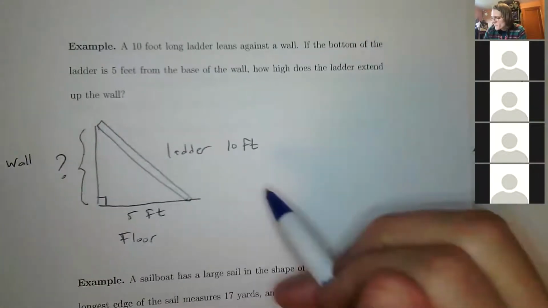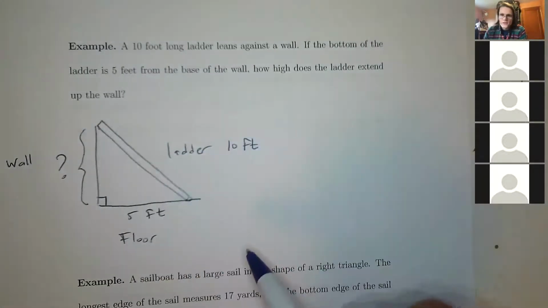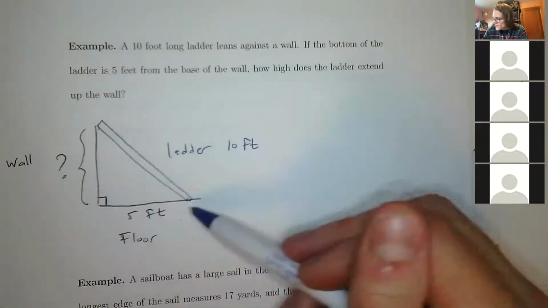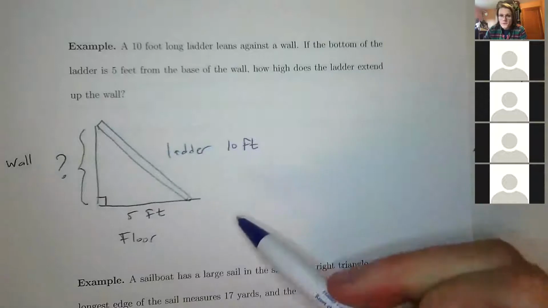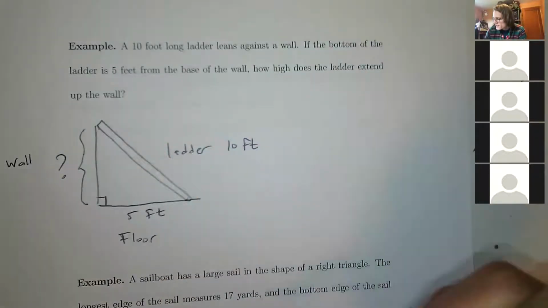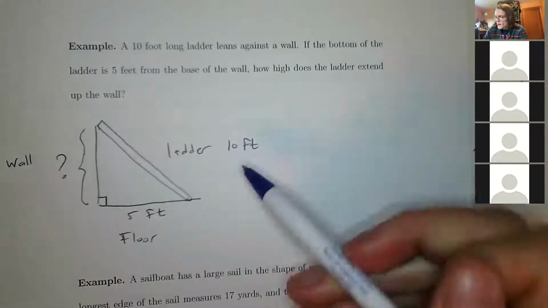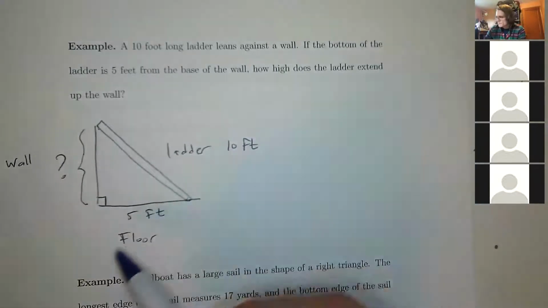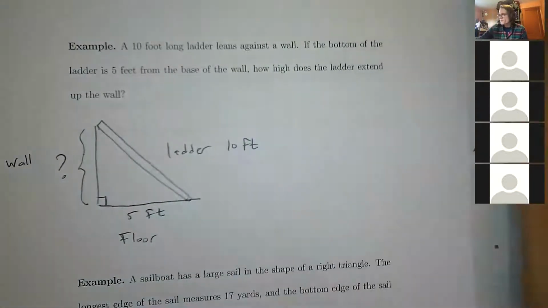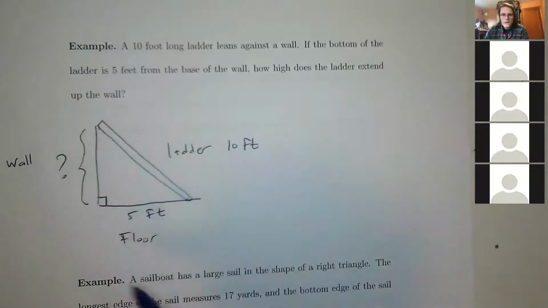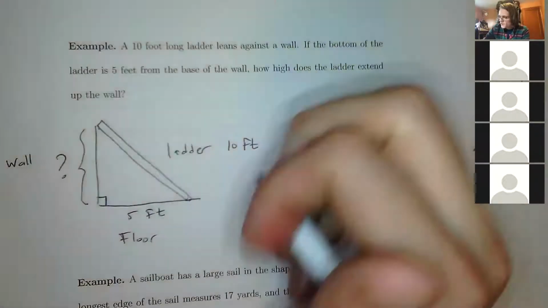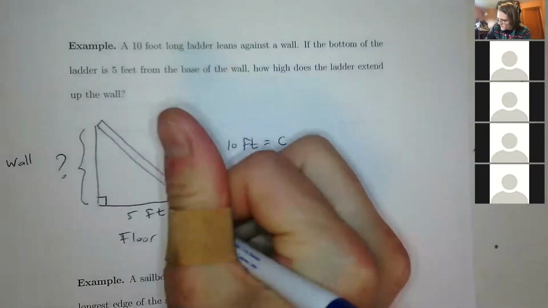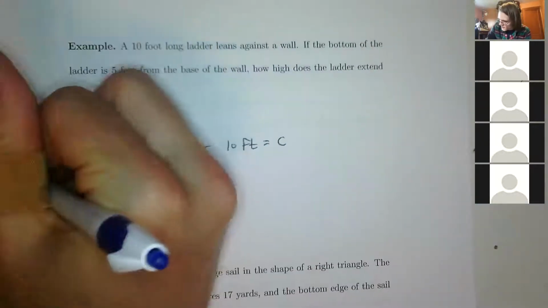So essentially the idea is it's just a right triangle, right? The two legs are the wall and the floor. The ladder is the hypotenuse because it's across from the 90 degrees. We know two of the sides. We know the hypotenuse is 10. We know the floor is 5. And we want to find how high it is on the wall. So I'll just label these things. I'll call this C, I'll call this B, and I'll call this A.